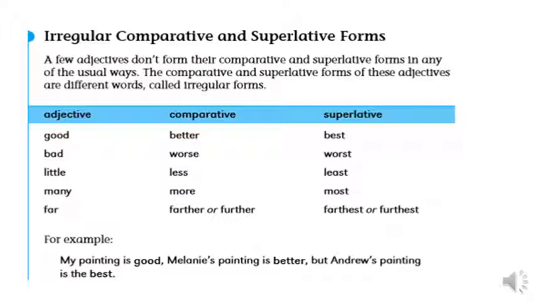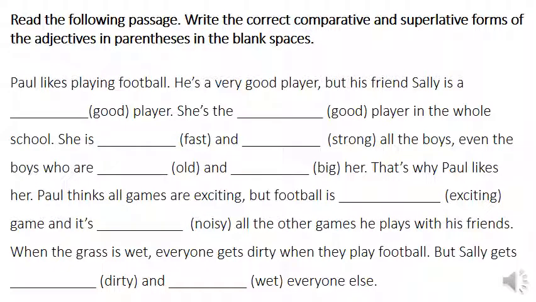Little, less, least. Many, more, most. Far, farther or further. Farthest or furthest. For example, my painting is good. Melanie's painting is better. But Andrew's painting is the best. So here I'm using the irregular comparative and superlative forms of the adjectives. Of course, these should be memorized because they are very important. Here we have an exercise. You have to put the adjectives in the comparative and superlative forms.